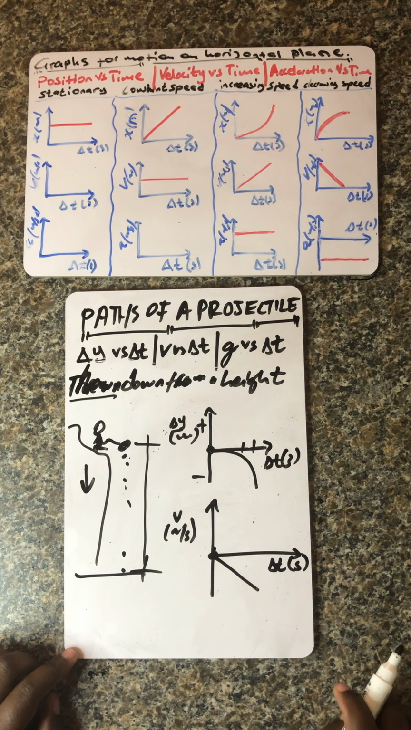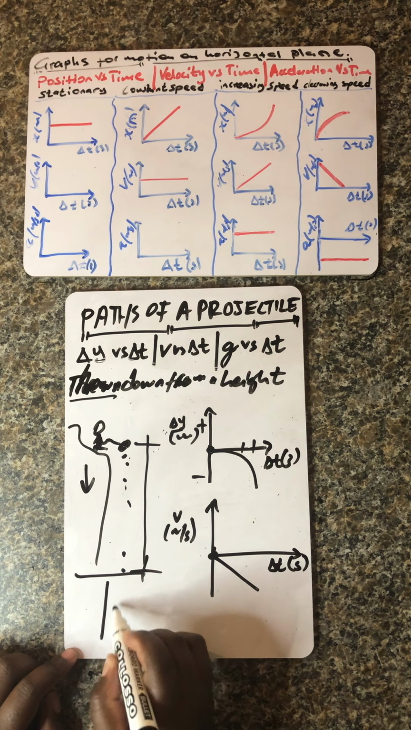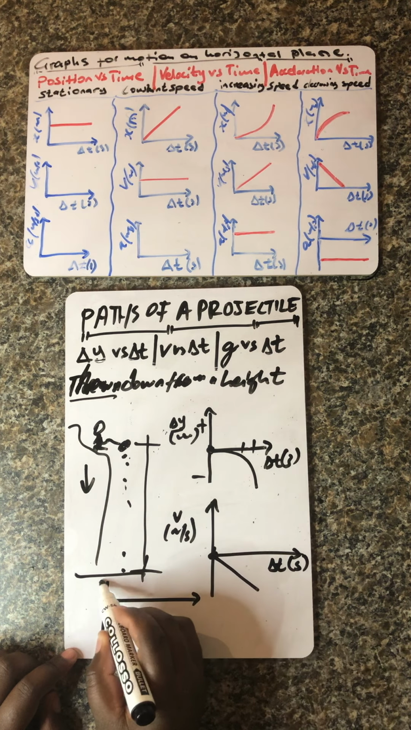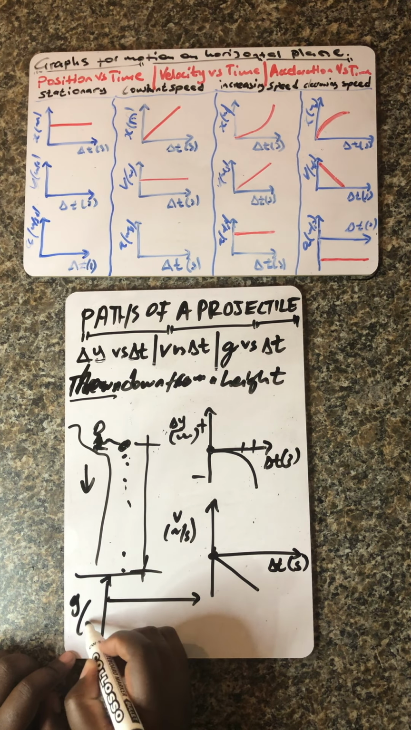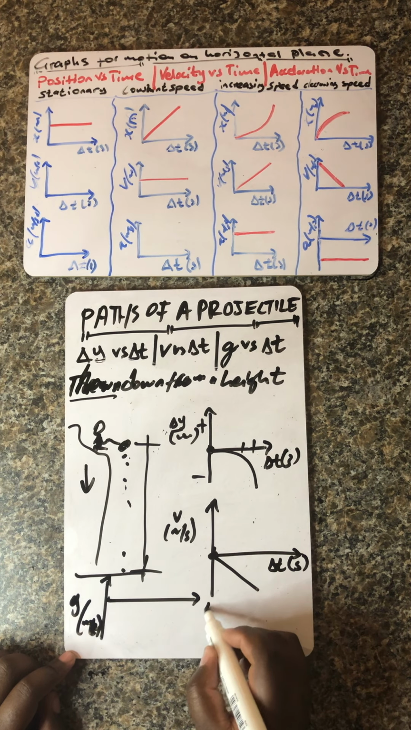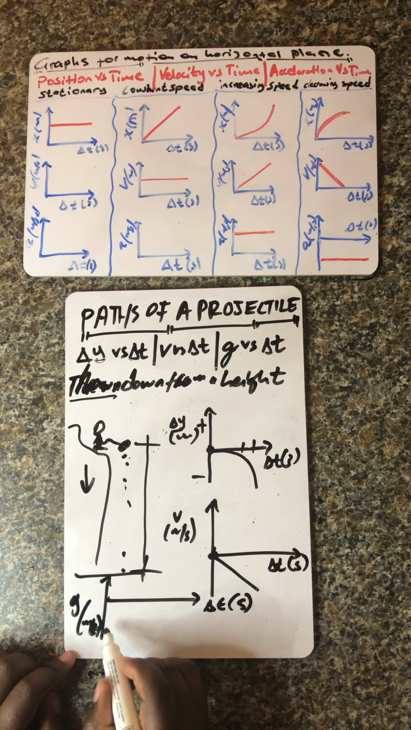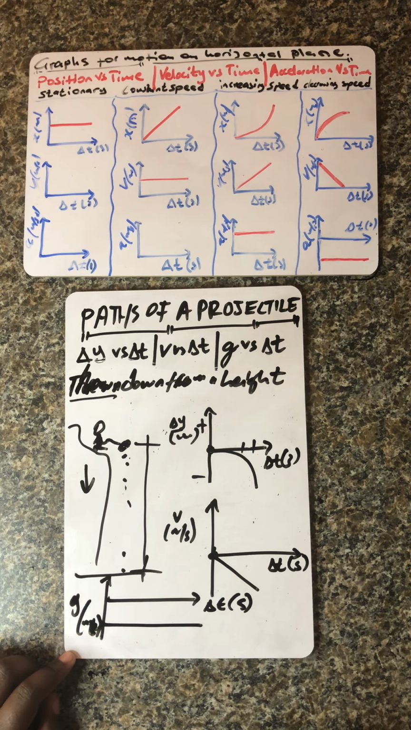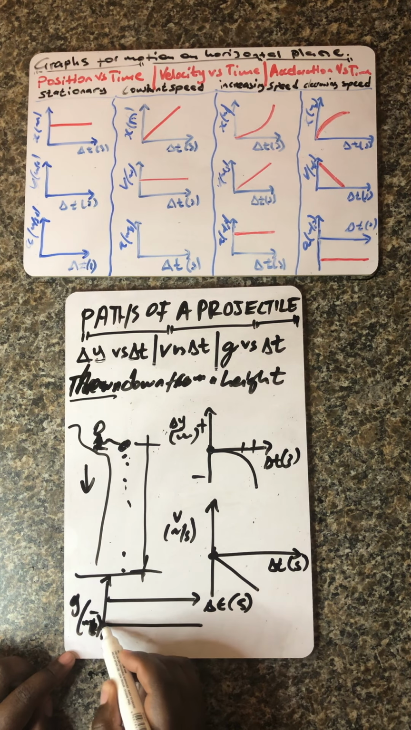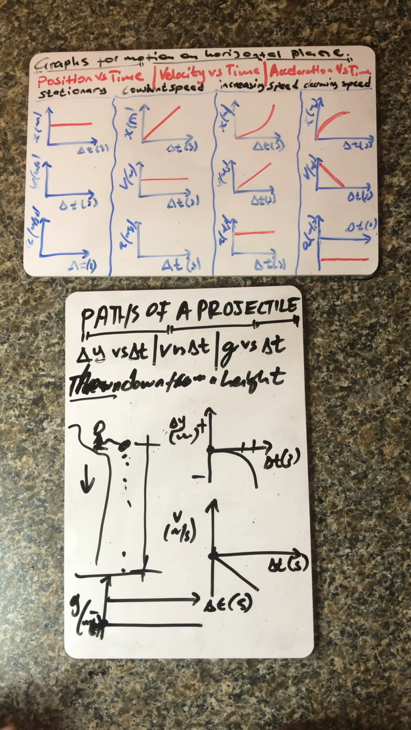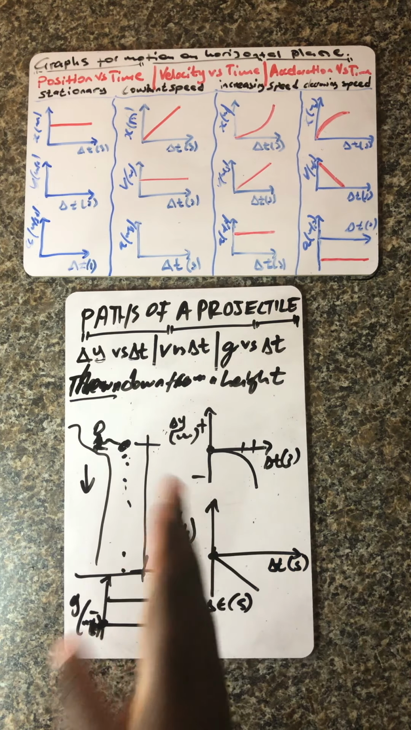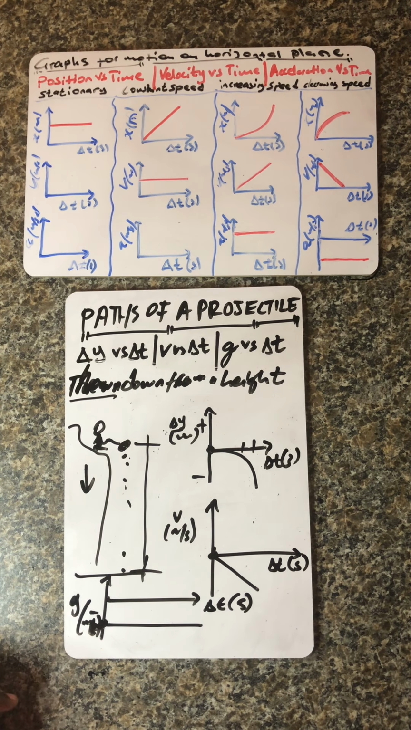So ladies and gentlemen, let's now draw our last type of graph. g in meters per square second, delta t in seconds. Obviously, same thing. On the negative side of the graph, and the value remains the same, which is 9.8. Only for objects moving up and down. Ladies and gentlemen, I think we can now move to the next situation.